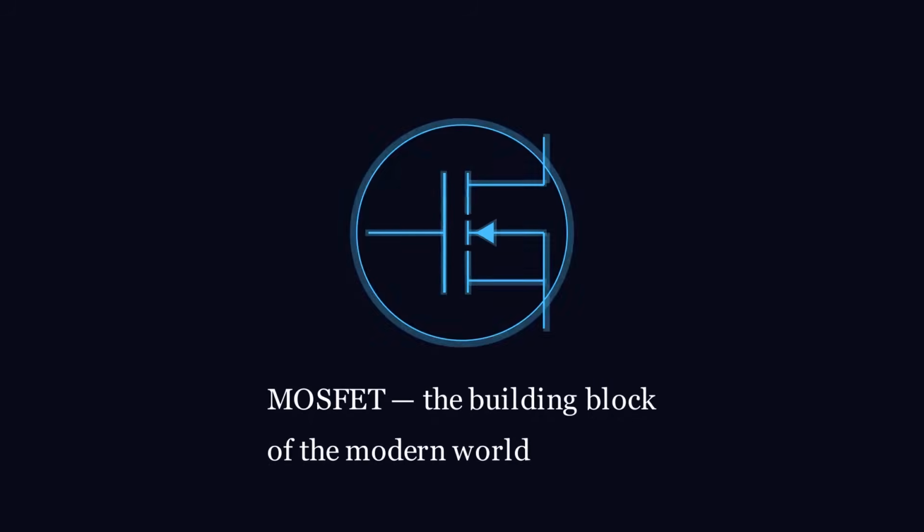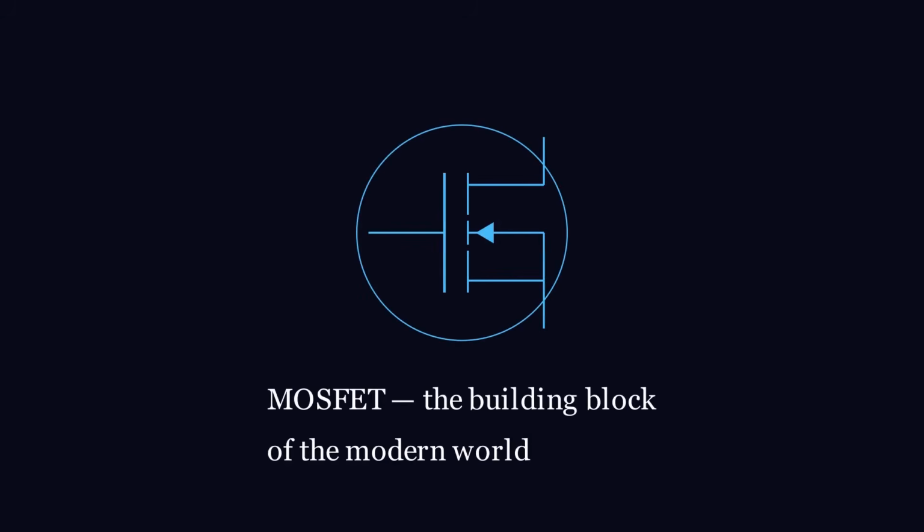And MOSFETs are not found only in processors. They are present in the inverter of the solar panels on your roof, in your phone charger, and in the control electronics of electric cars. The MOSFET is practically everywhere.